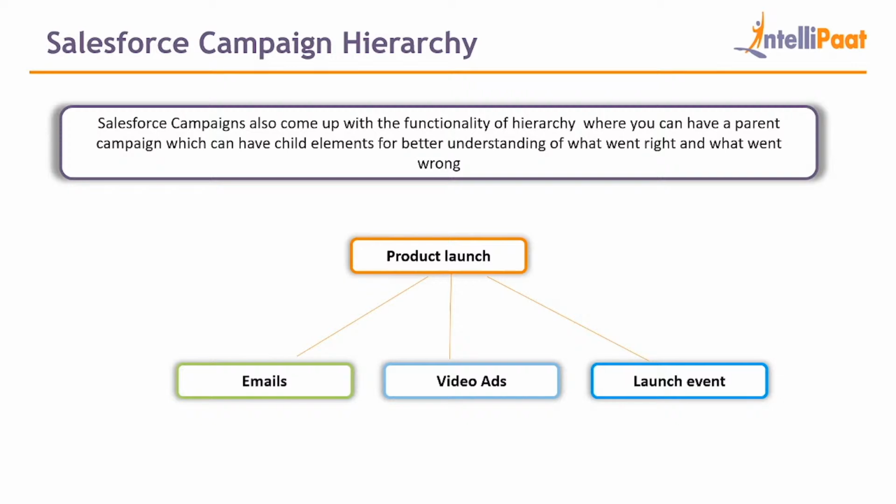You can have a hierarchy of campaigns, where different products can be different campaigns, which can be related to sub campaigns in a parent-child like relationship. So product launch is my parent campaign, and it has 3 sub campaigns inside of it, and we can have different kinds of campaigns running to find out which campaign is doing the best. So that is the concept behind the Salesforce campaign hierarchy.